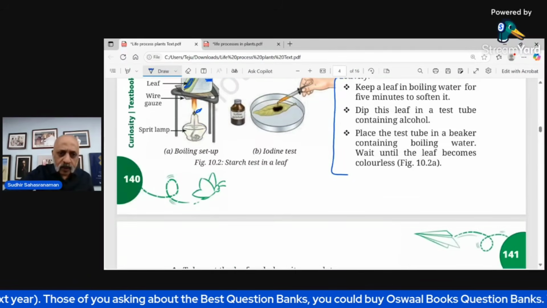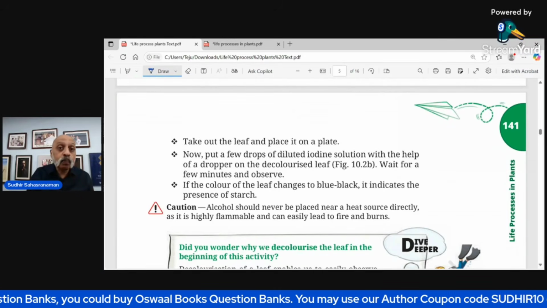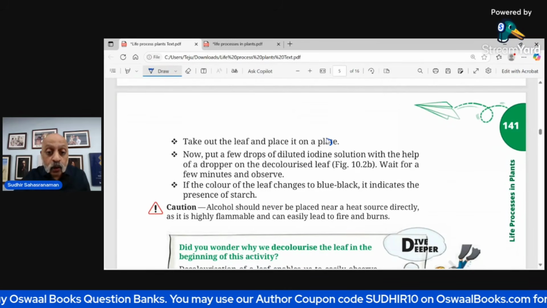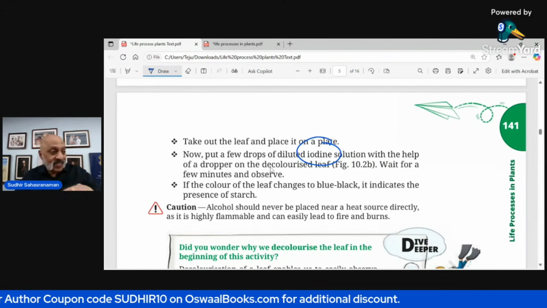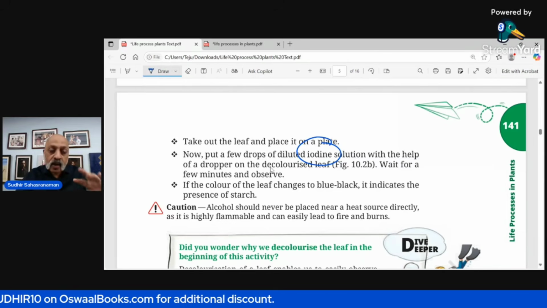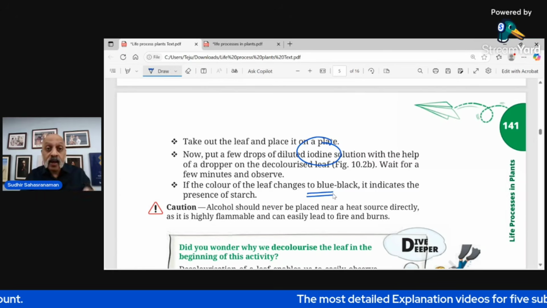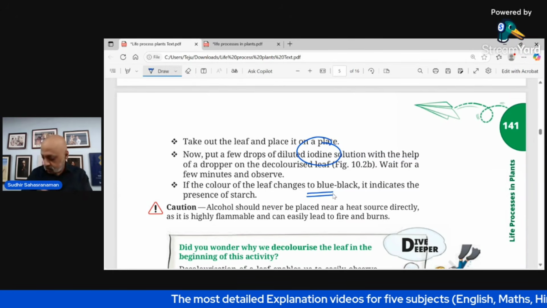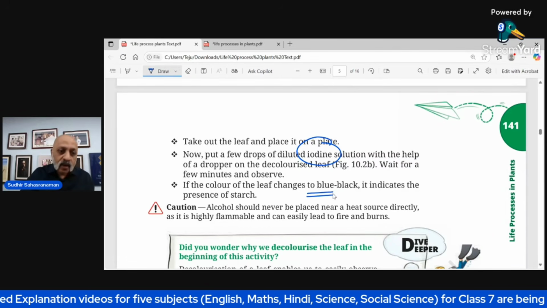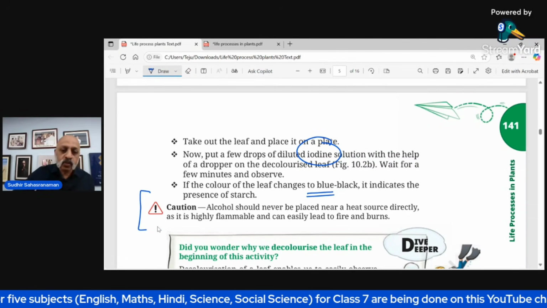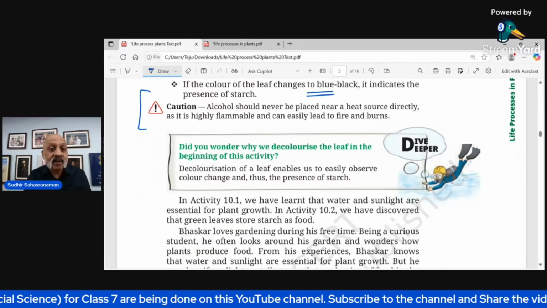Now, subsequently, you take out the leaf and place it on a plate, and then you put some drops of diluted iodine solution with the help of a dropper on the leaf, which is now decolorized. The green color is now decolorized. Then you wait for a few minutes. You see whether the leaf turns blue-black. If it turns a bluish black color, like the color of my shirt, it means that it has the presence of starch. This is a caution that you need to exercise. So always do this in the presence of a teacher or a lab assistant. Now, the decolorization, why is it done?